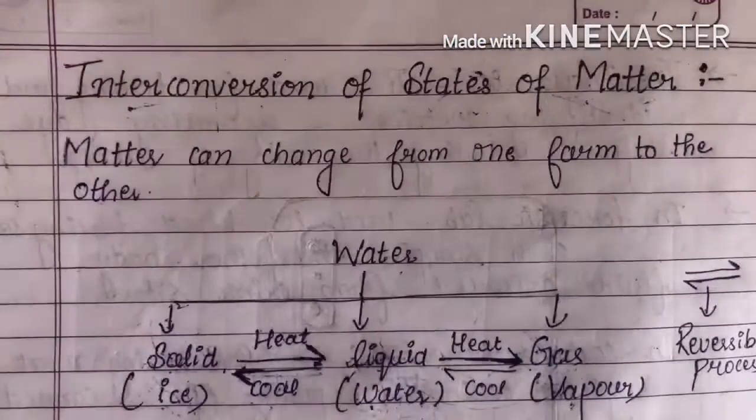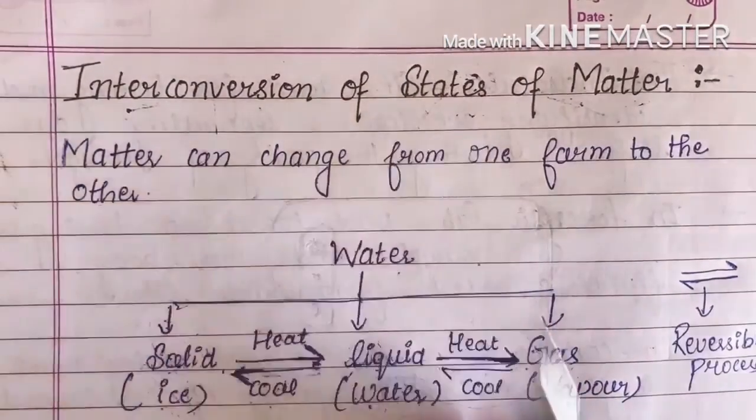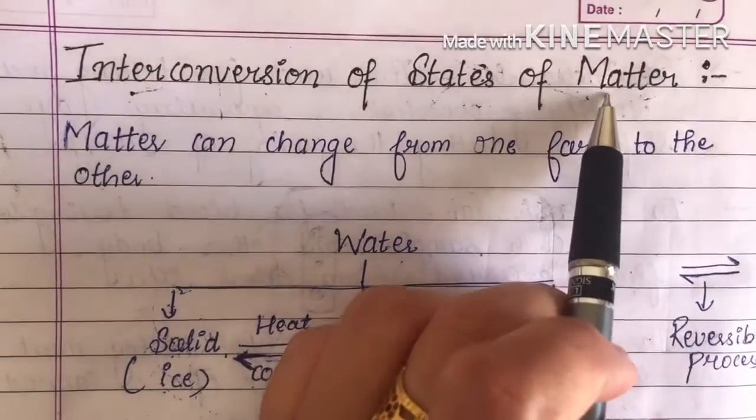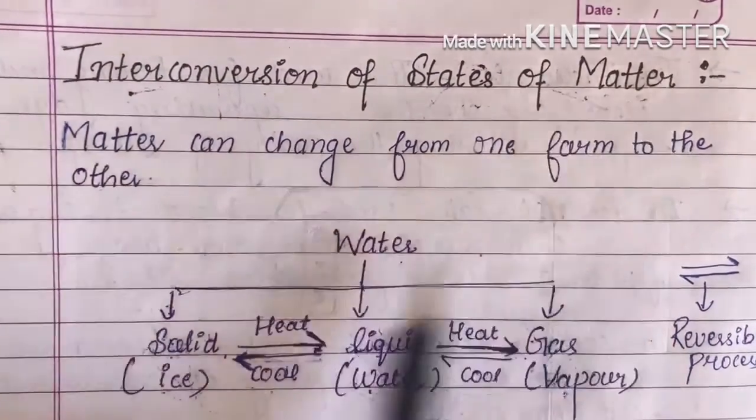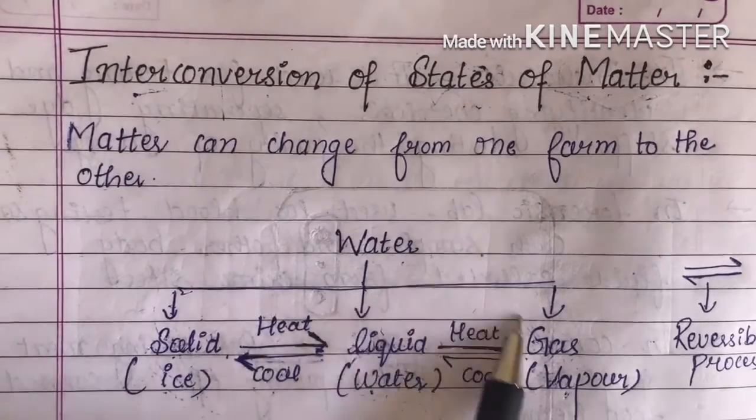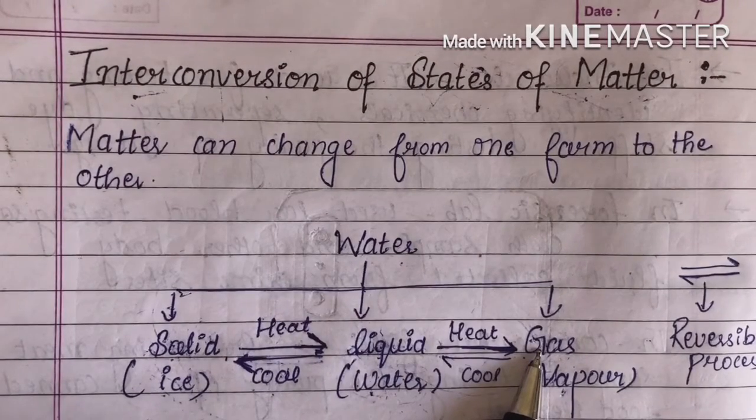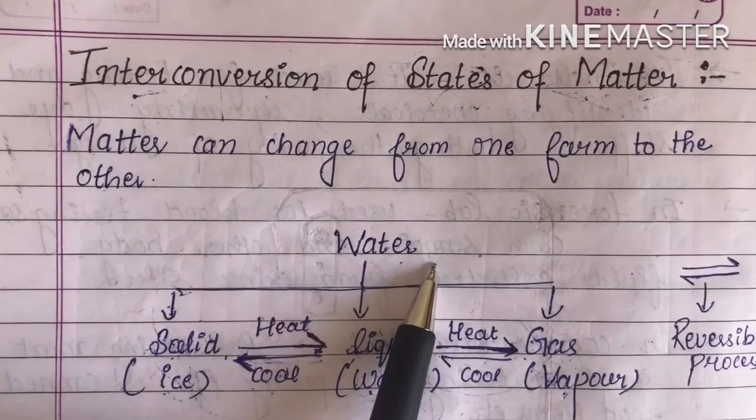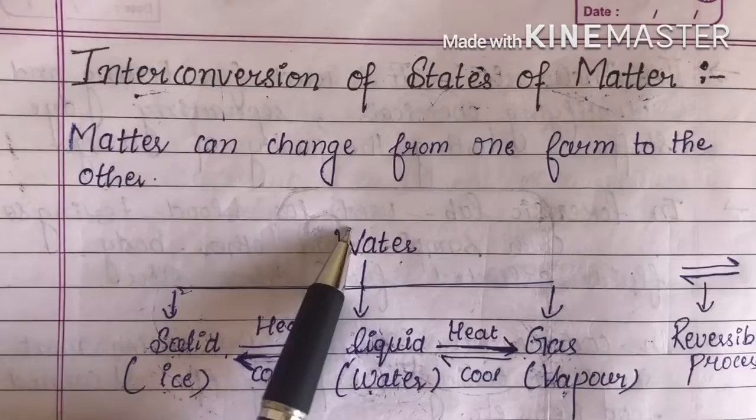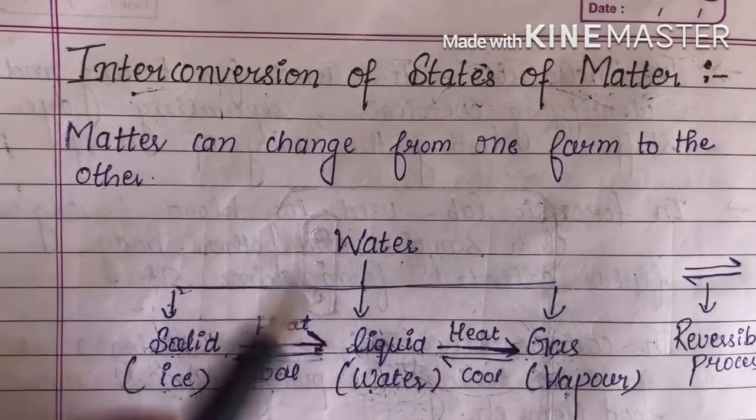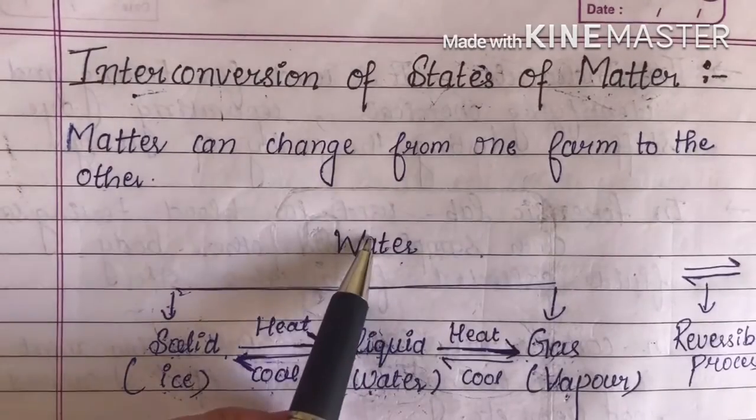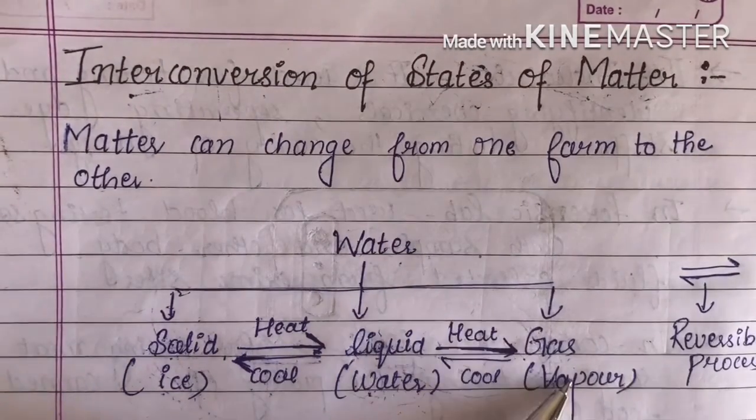So starting it, you must know about the different states of matter, that how many states of matter exist. You know very well that matter exists in 3 states. First one is the solid state, second one is the liquid state, and the third one is the gaseous state. So here we can take the example of water, because water exists in all 3 states. Like water exists in liquid state in form of water, water exists in the solid state in form of ice, and water exists in the gaseous state in form of vapor.